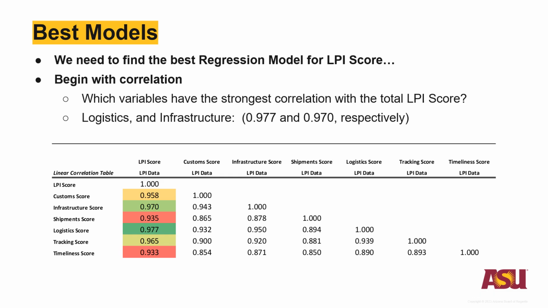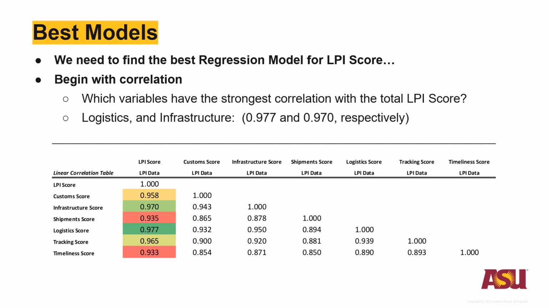On to finding our best models. Knowing that we can't proceed with a regression model including all of the variables due to collinearity, we need to find the best regression model for LPI score. So let's begin with correlation.